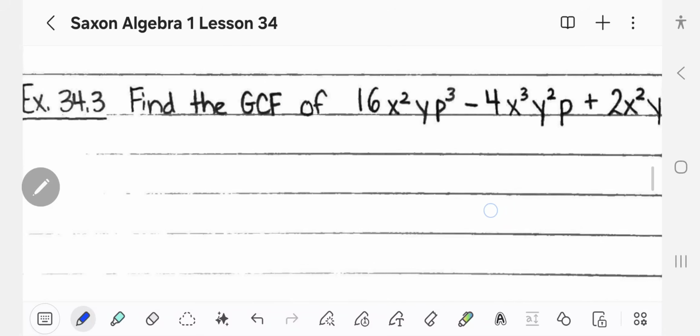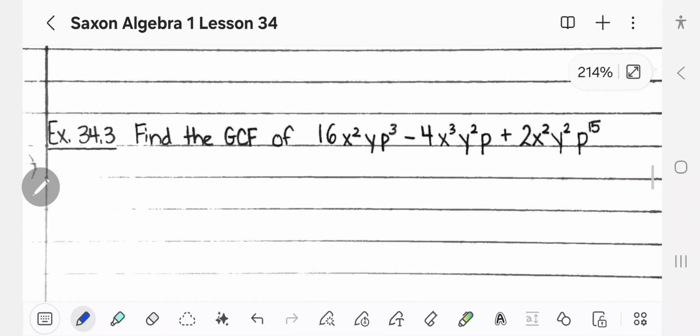Let's look at the last example. The GCF of this large expression. We have 3 terms, 1, 2, 3. In those 3 terms, let's start with the number. We've got a 16, a 4, and a 2. The largest factor that's going to go into all of them would be 4. And you could factor those out and find that.